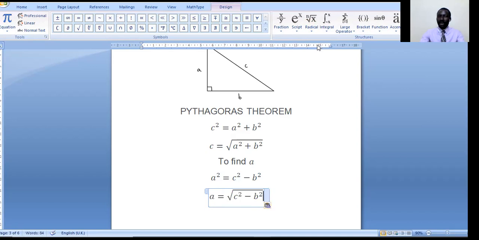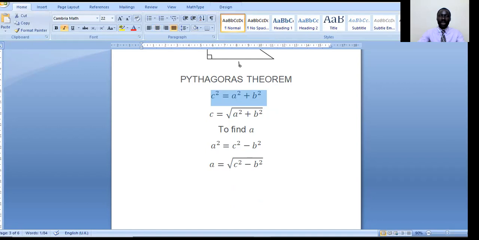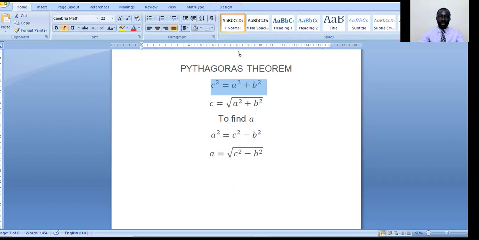Now, in the event that we are required to find the value of B, we will first start by finding the value of B squared. How do you find the value of B squared? Using this Pythagoras theorem, to find B squared we write C squared minus A squared, so that B squared is on one side of the equal sign. So B squared is going to be equal to C squared minus A squared. That is, we transfer A squared onto the other side.